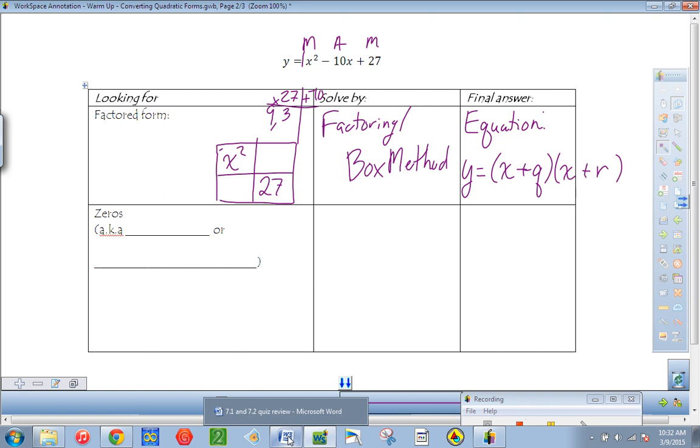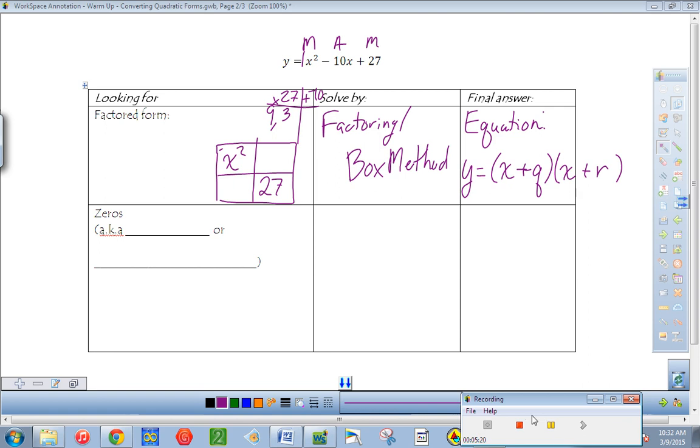It means it's not nice numbers. That's what it means. We're gonna do ones like that, and then you're gonna use the quadratic formula, but we're not there yet. 9 plus 3 is 12.